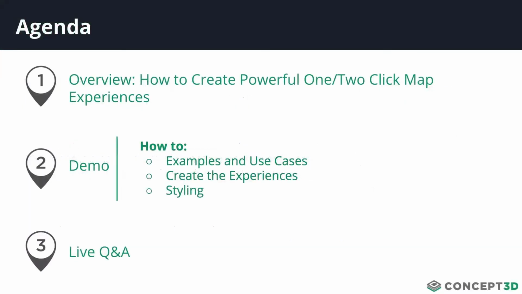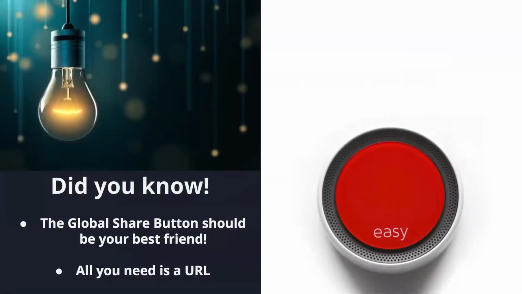So the agenda here today, very easy. 1, 2, 3. The overview is going to be how to create powerful 1 and 2 click map experiences on your top bar. Okay, we're going to run through some examples as well as some use cases. And then I'm going to show you how to create those experiences as well as the styling aspect of them. And then afterwards, we will have a live Q&A. This is a pre-recorded demo here because obviously the internet isn't always kind, so I want to make sure no glitches happen. So you'll be watching a pre-recorded one.